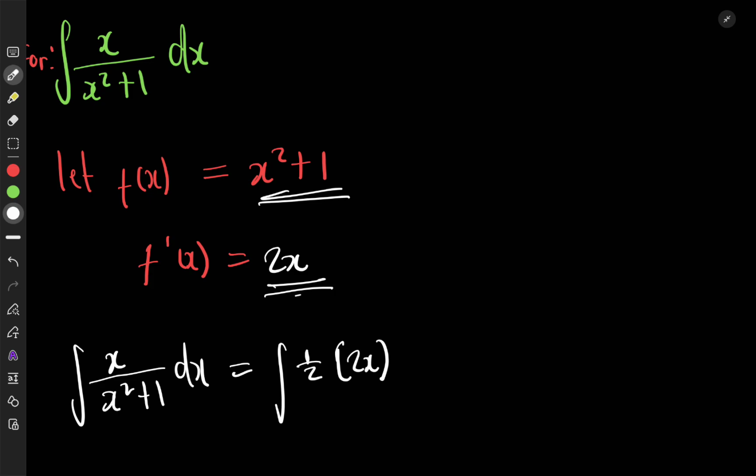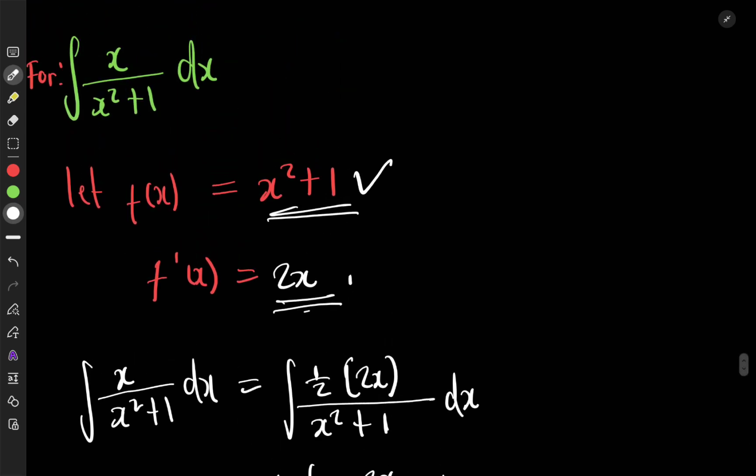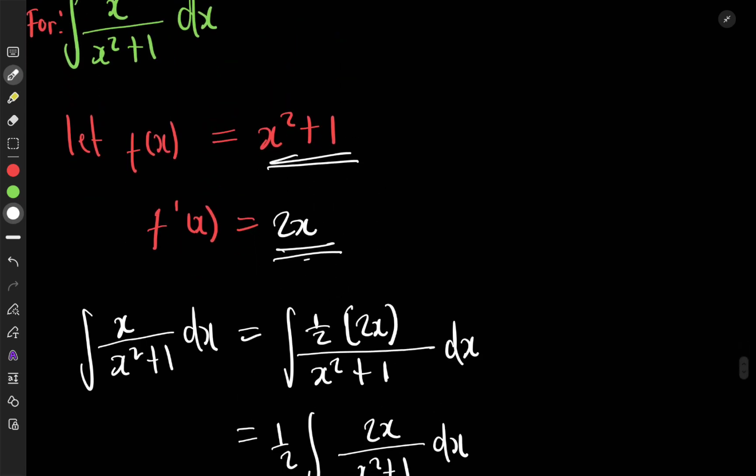In other words, we multiply it by 2, it becomes a 2x, but we put a half outside to remove that 2. The bottom will remain as x squared plus 1, with respect to x. So if I say times 2, then I say multiplying by half, I've done nothing. So that's what happened. Now I'm just going to bring the half outside. The half, then I have integral of 2x over x squared plus 1 with respect to x. Now it's already meeting the f(x) and f'(x) form.